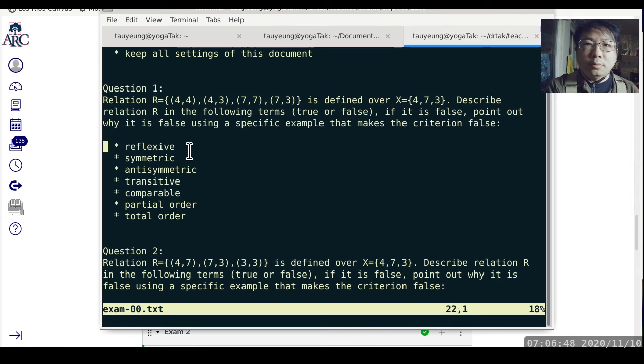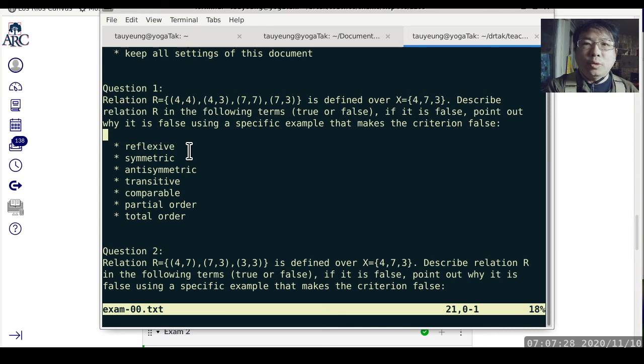All right. So now we get started with the content. Relation R is a set. We can tell because of the braces. It has (4, 4), (4, 3), (7, 7), and (7, 3) in this case, and it is defined on a set X, which has 4, 7, and 3 as elements in it. So now I need to describe the properties of the relation, whether each property is true or not. If it is false, I want people to point out why that is the case.